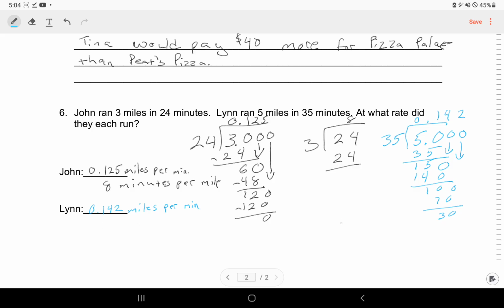Or again, you can do the much simpler 35 divided by 5 and get 7. And say 7 minutes per mile.